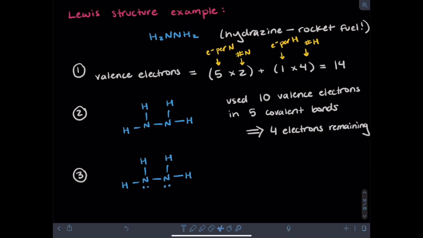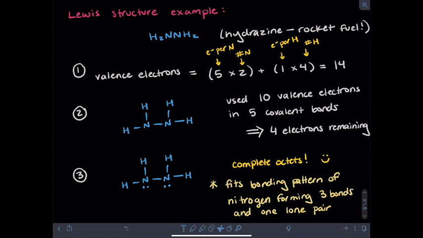I divided the 4 electrons between the 2 nitrogens as a lone pair on each of the nitrogens. Notice that each nitrogen has 8 electrons around it, and each hydrogen has 1 bond, which is its typical maximum. So I've succeeded in making my Lewis structure. Notice that this Lewis structure that I drew fits the bonding pattern that I mentioned earlier, that nitrogen tends to form 3 bonds and have 1 lone pair.